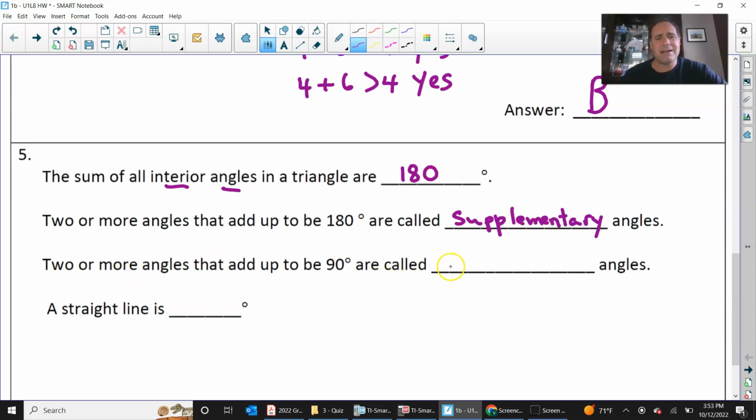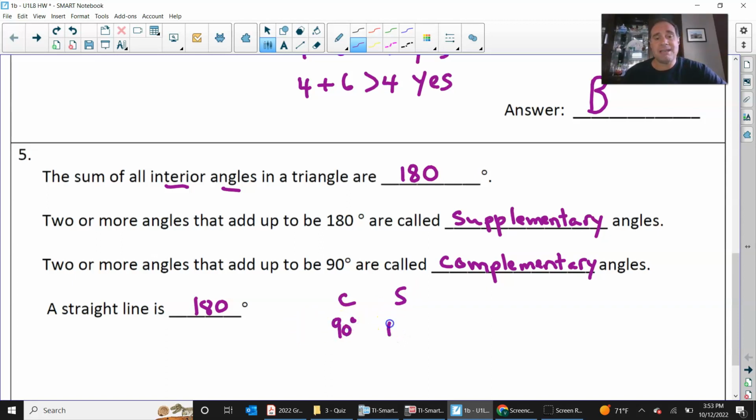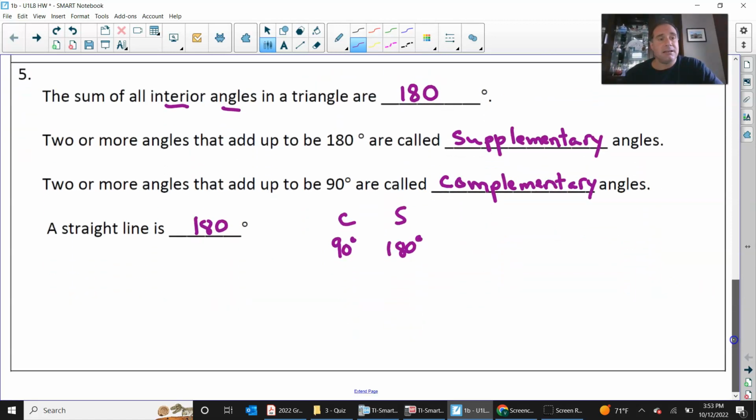Two or more angles that add up to be 90 degrees are complementary angles. A straight line is 180 degrees. So just remember, I always kind of just go by the alphabet. C comes before S in the alphabet, obviously, and 90 comes before 180 on the number line. So I link the C up to 90 and the S up to 180. I know it doesn't make any math sense, but that's the way I remember it, and I don't forget it at all.